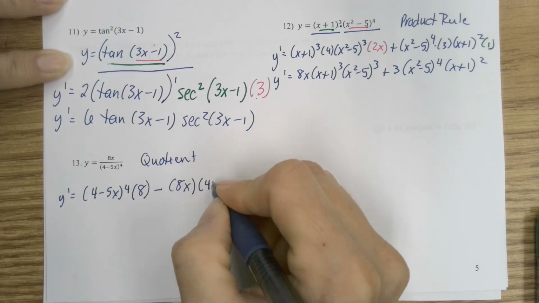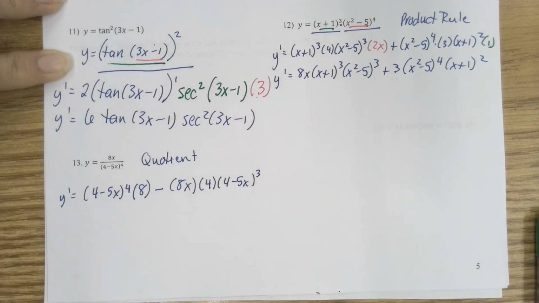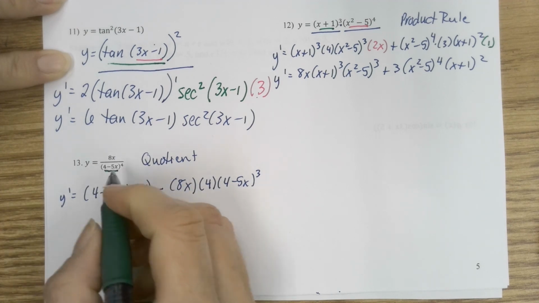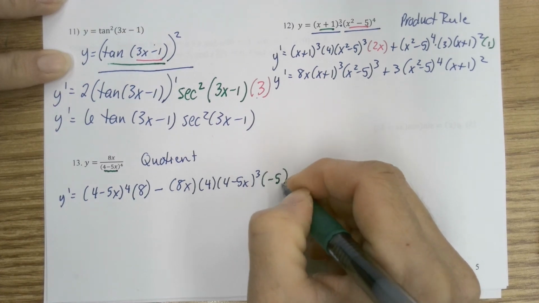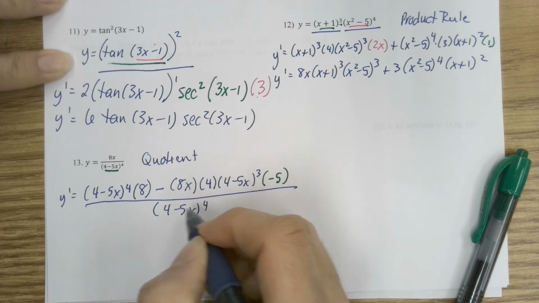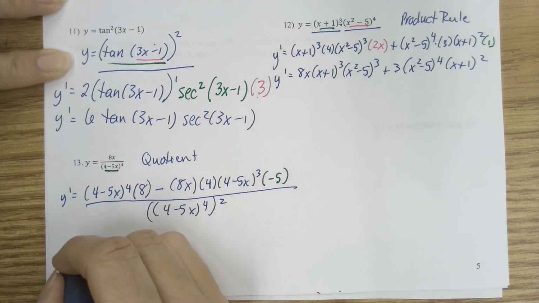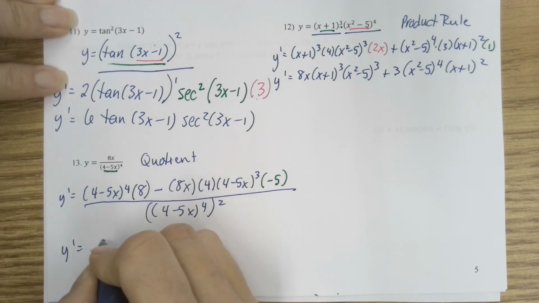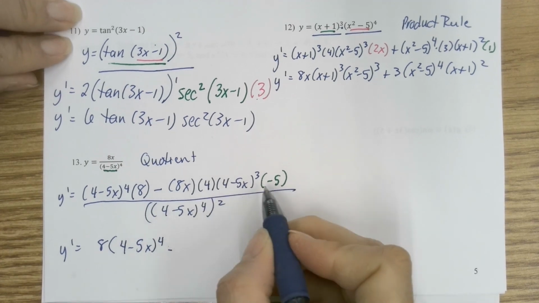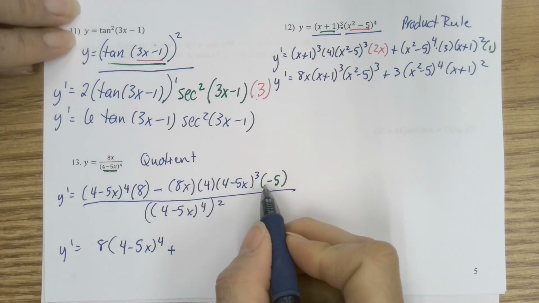So the 4 comes to the front, the 4 minus 5x carries down, and the power is going to drop down to 3. And then I am going to multiply by the derivative of the inside part. So the derivative of 4 minus 5x is negative 5. And that is all over my denominator squared. Okay, so we're just going to clean this up a little bit. So on top, I'm just going to pull this 8 out to the front. So 8 times 4 minus 5x to the fourth. And then here we've got a negative times a negative, so that's actually going to become a positive. 4 times 5 is 20 times 8.